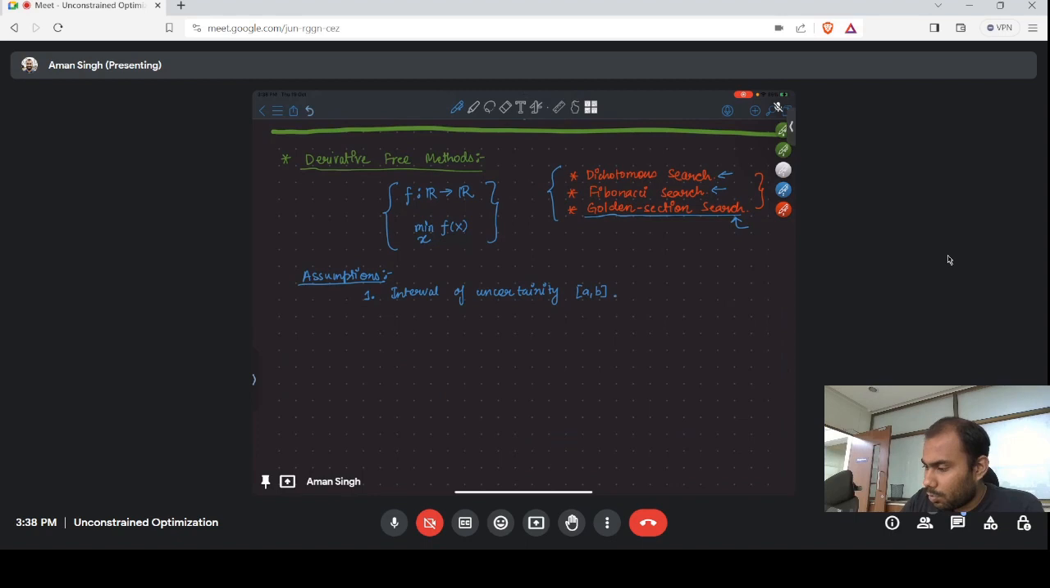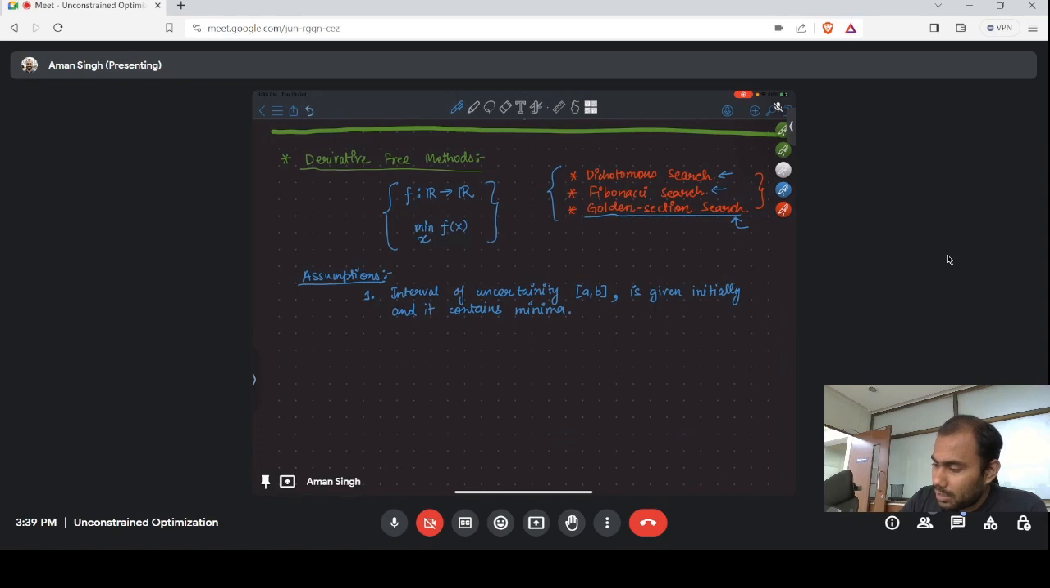The interval a comma b is given initially, and it contains the minima. So you may think, if I already know the interval, then why are we even looking at the algorithm? Sometimes we don't know the exact location of the minima, but we more or less know a large interval in which the minima exists.